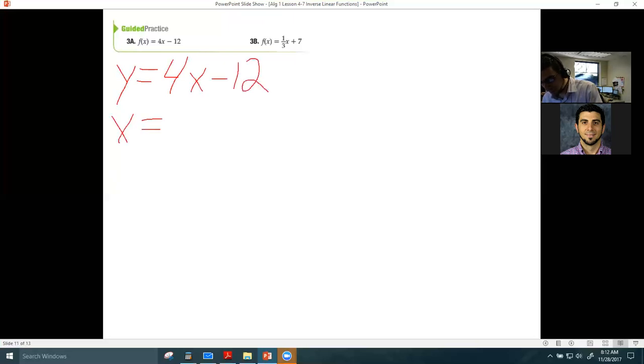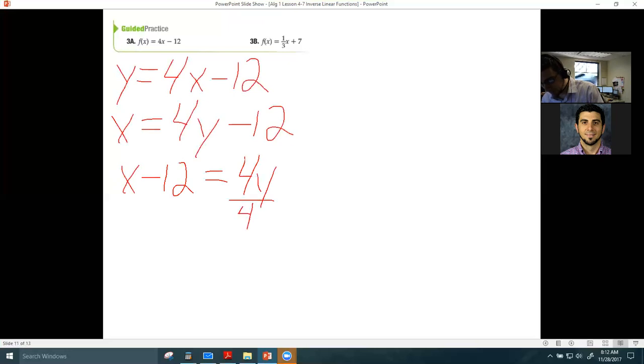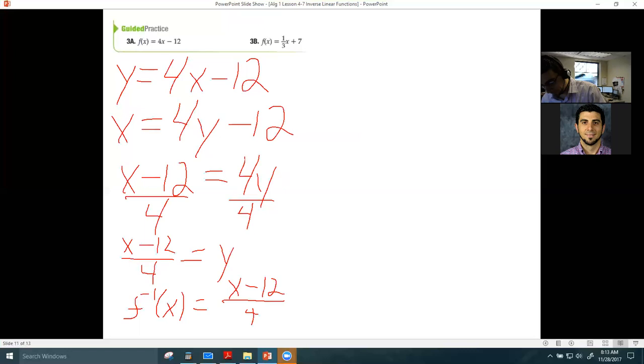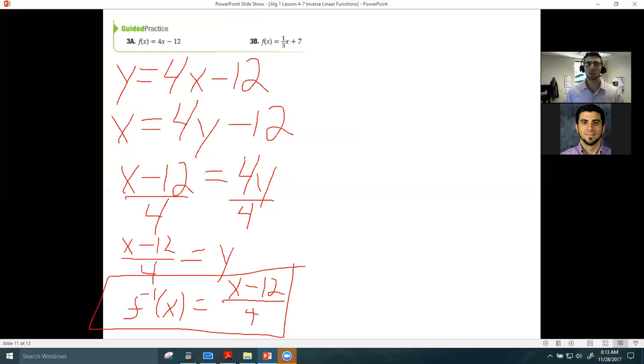Replace, interchange x and y, so x equals 4y minus 12. Add 12 to both sides to solve for y, then divide both sides by 4. So y equals (x minus 12) over 4. So f inverse of x equals (x minus 12) over 4. And you can leave it like that. If you wanted to write it as 1/4 x minus 3, that's fine. Or x over 4 minus 3, that's fine.